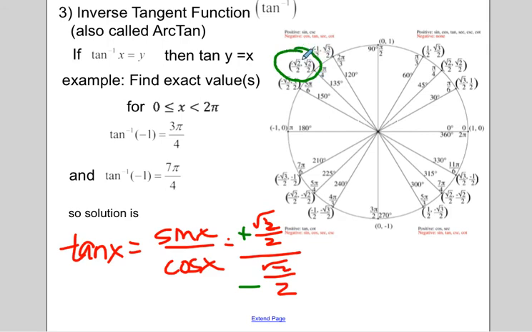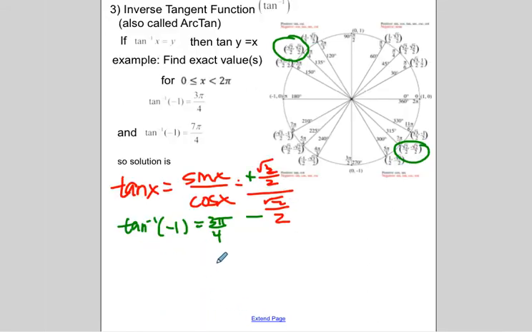Right here. Right? One's negative, one positive, and right here. So that's why it is 3 pi over 4 and 7 pi over 4. So my solutions for this problem would be tangent inverse of -1 is equal to 3 pi over 4 and 7 pi over 4. The reason I list both, once again, is because it tells me to do the whole unit circle.